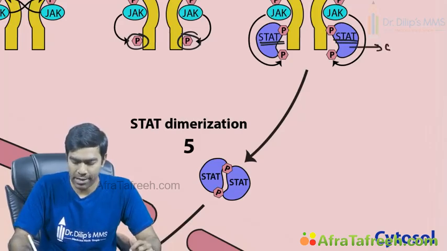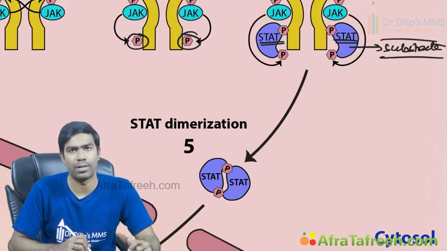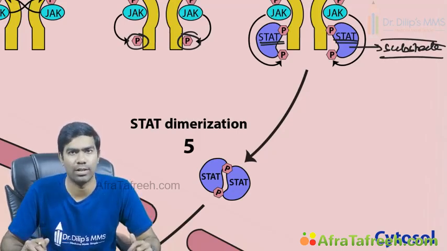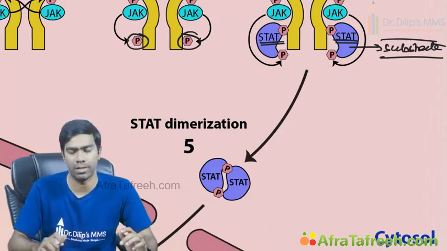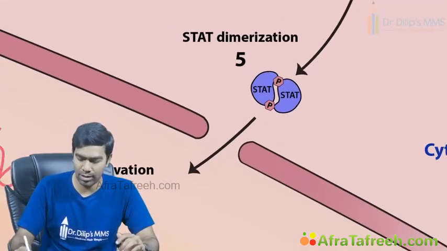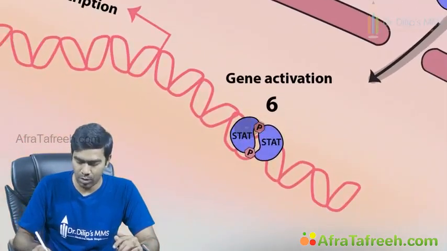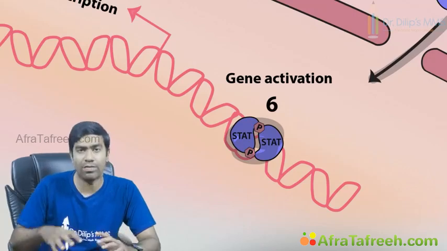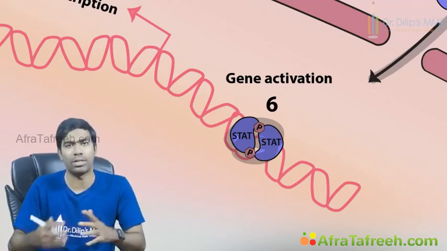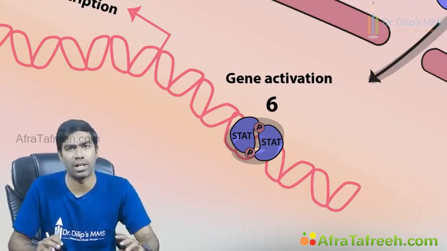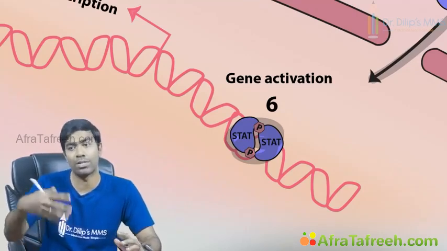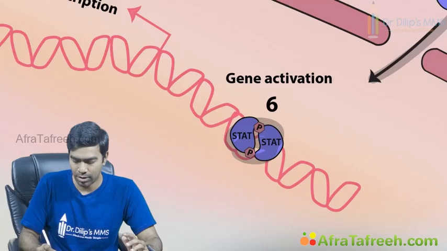Clear? Here the STAT is the one that's going to act as a substrate. STATs are the ones that are phosphorylated. That's why this is called a JAK and STAT pathway. And once these STATs are phosphorylated, they are going to go and bind to the STAT domains. There are a lot of types of STAT. Don't think only one type of STAT. STAT 1, 2, 3, 4 like that. Many different types of STAT proteins are there which perform different functions inside the cell.